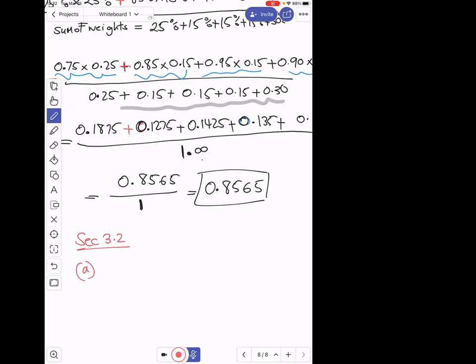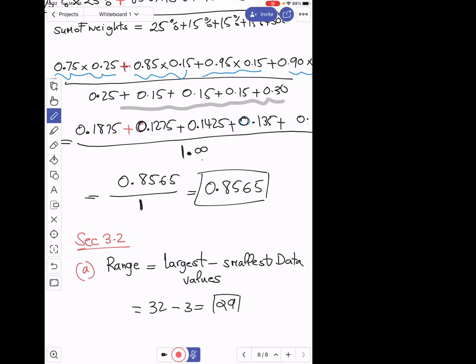So the range, I'm going to remind you of the formula. It's very simple. It's the difference between the largest and the smallest data values. Here in this case, the largest data value is 32 minus the smallest data value, so the answer is just 29. That's the range. Okay.